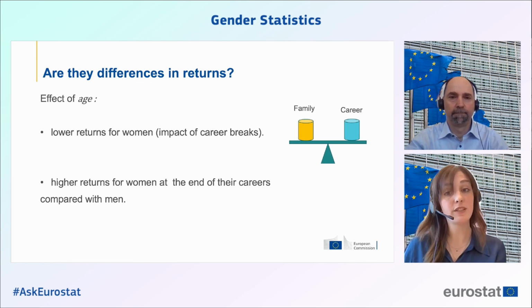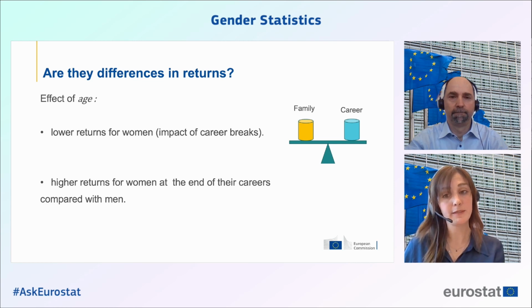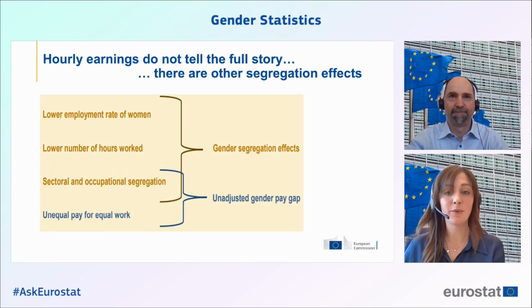Among the whole population of women, some interrupt their careers for childcare, and this pushes the average return downwards. On the other hand, women have high returns at the end of their careers compared with men, when they have probably fewer responsibilities outside of work. Then their earnings partially catch up with those of men. And now I leave the floor to Danny to continue with other segregation effects.